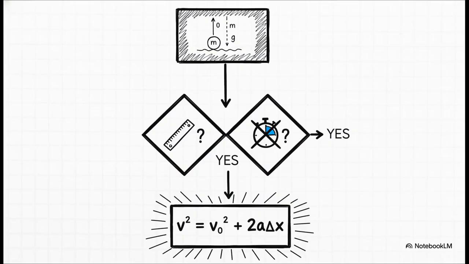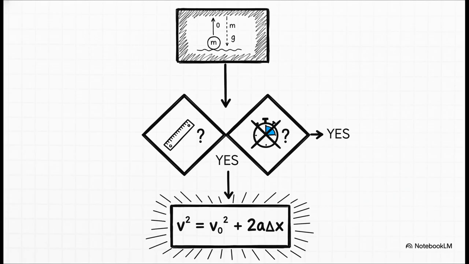So from now on, here's your mental checklist. When you see a free fall problem, just ask yourself these two questions. 1, does it give me a height or a distance? And 2, does it not give me the time? If you answer yes to both of those, boom, you know exactly which equation to pull out.